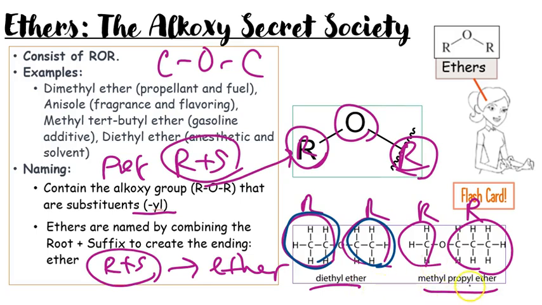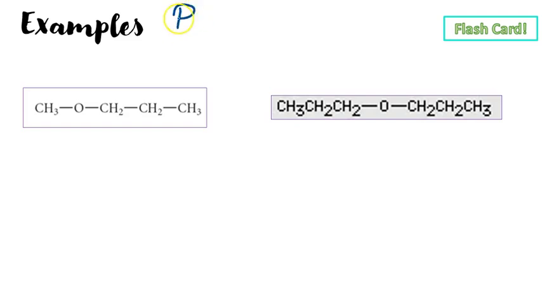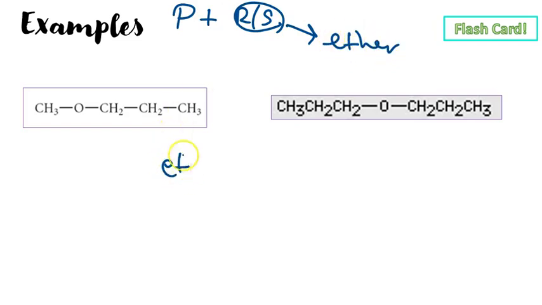Over here it has methylpropyl ether. Again, everything's in alphabetical order, and we'll see that example next. All right, so we have our prefix, we have our root, and our suffix that are combined to form ether. So automatically I can write ether here, and I can write ether here, because that's the ending of my name.